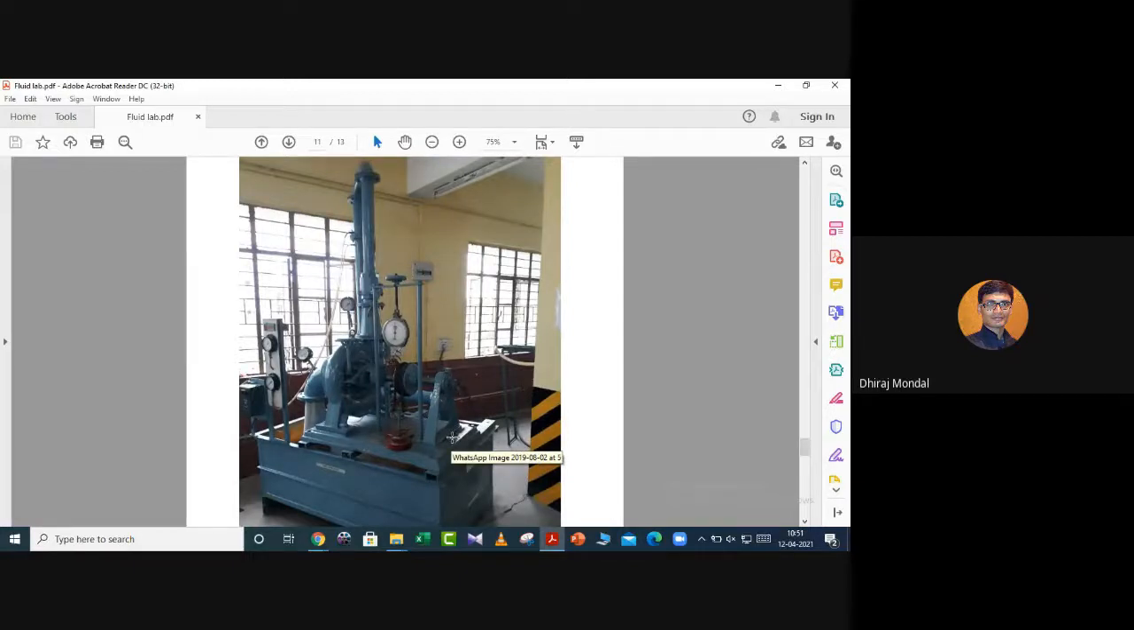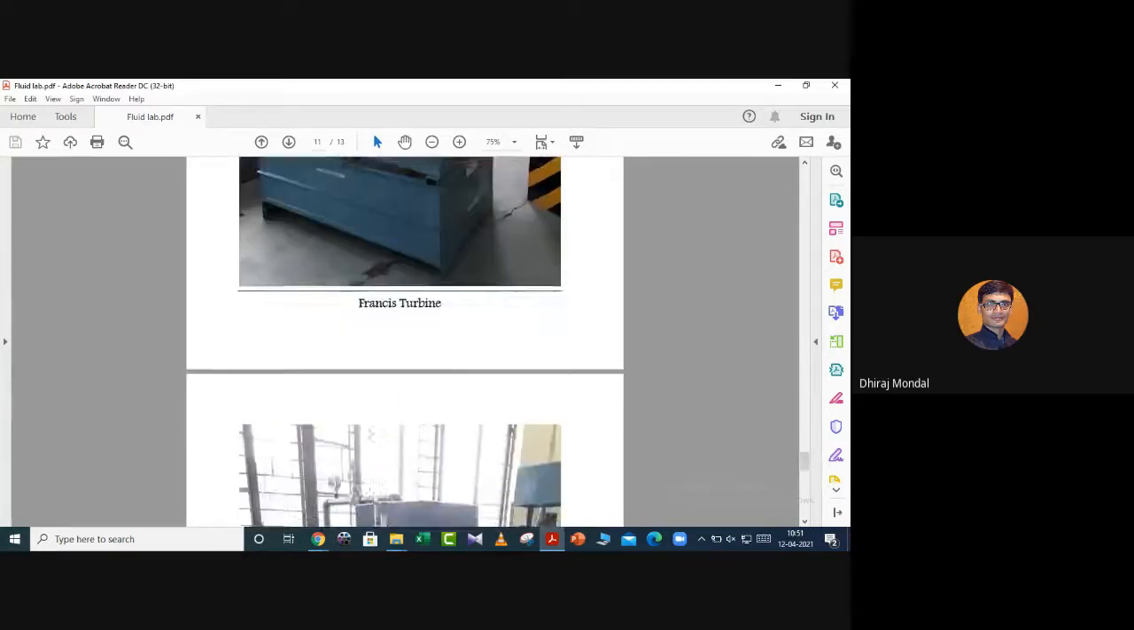Now this is the reaction turbine, a radial flow reaction turbine. There may be an axial flow reaction turbine, for example the Kaplan turbine or propeller turbine. Here it is a radial flow reaction turbine, and the example is the Francis turbine. Again, we need to calculate here the efficiency of the Francis turbine.